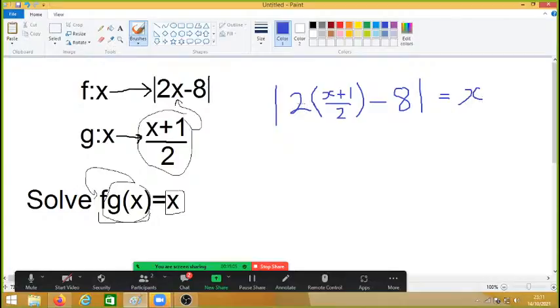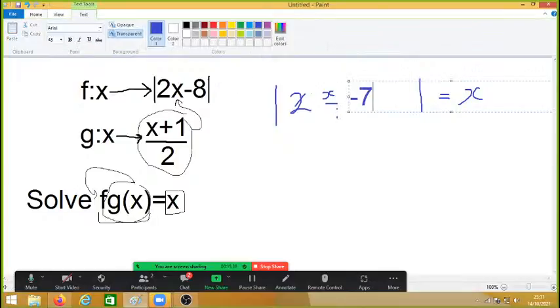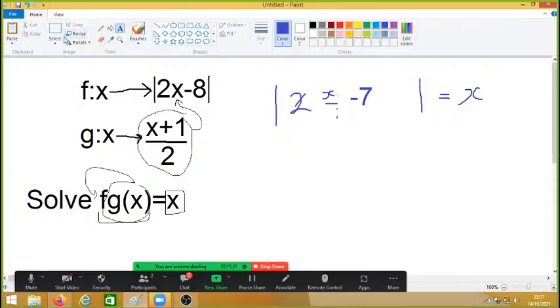Okay, let's tidy up the left hand side. The 2's should cancel out. So I'm just left with x plus 1. I can drop the brackets because now the 2's are cancelled. There's nothing on the outside. So I'll have x plus 1 take away 8. The 1 take away 8 can make minus 7. So I can replace the plus 1 and the minus 8 with minus 7. So I'll have x take away 7 on the inside. The modulus of x take away 7 is equal to x.